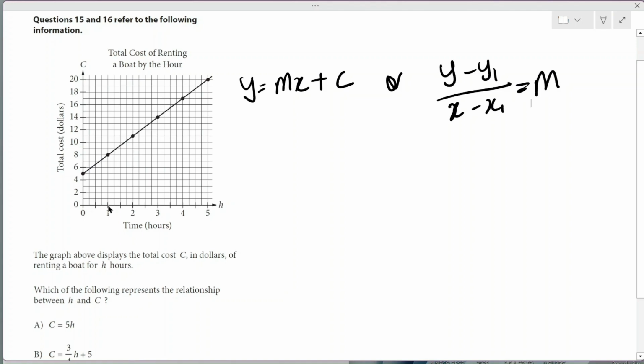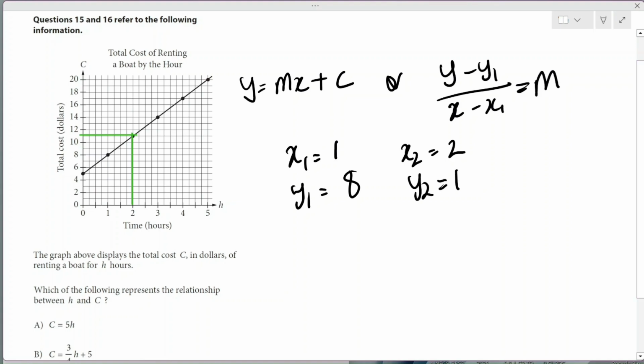Let's take this first. At this point, you have your x to be 1 and your y to be 8. So you say x1 equals 1, y1, the y coordinate of this point, is 8. Then for the next point, you can take any other point, but let's take this one where x is 2. So x2 is 2. Then on this point, y2 is 11. On the y-axis, y2 is in between 10 and 12, so you have 10, 11, 12. So y2 is 11.